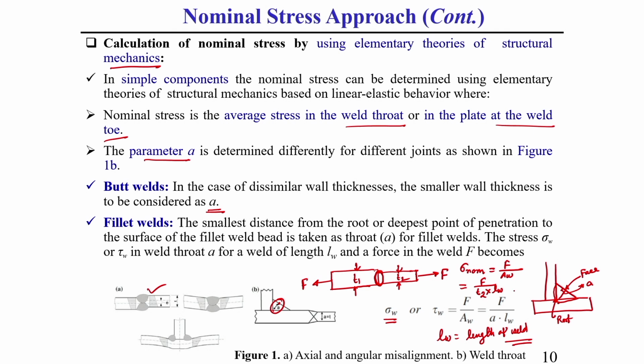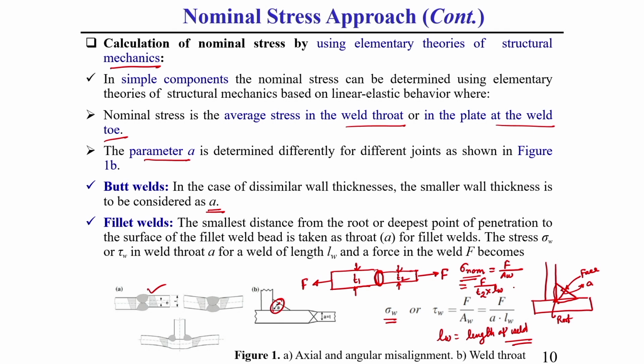So, this way generally we can calculate the nominal stress for a butt weld. If the thickness of the plate is the same, then we can use T into LW, where both thicknesses are the same. But for a fillet weld, generally in the throat area, let us consider shear stress occurs. So, here the shear stress we can write as F divided by the weld throat area, that is F divided by A into LW.